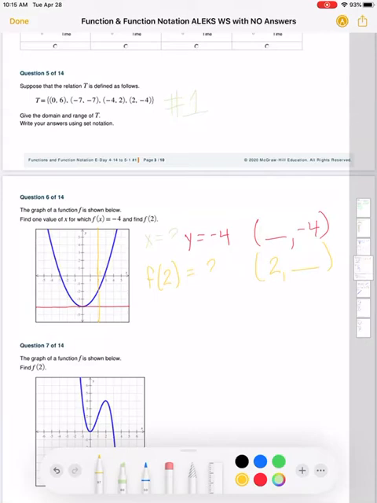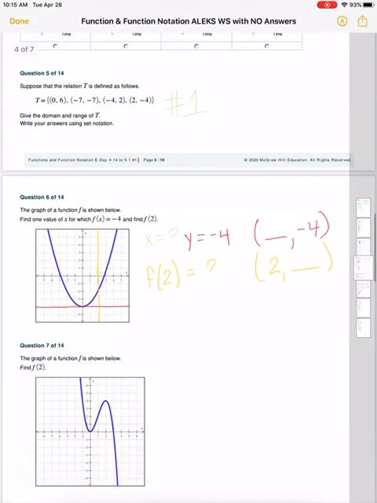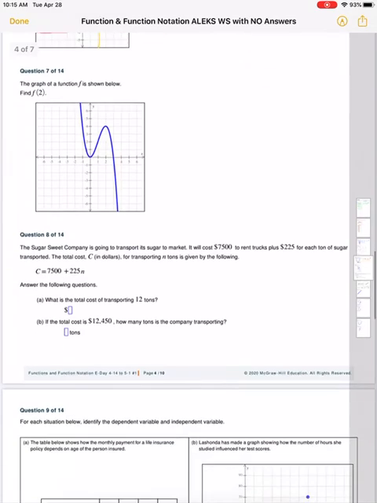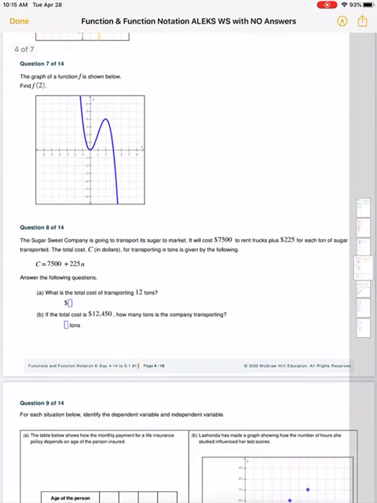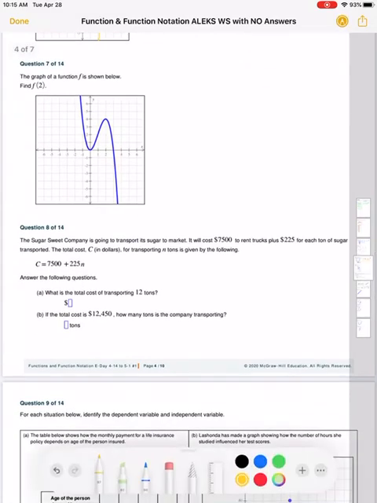Okay, same thing for number 7. It is literally the same as what we just did on part 2 of that previous question. It tells me that f of x, we're substituting 2 in for x. So what is our y value when x is 2? Number 8, now we have a story problem.